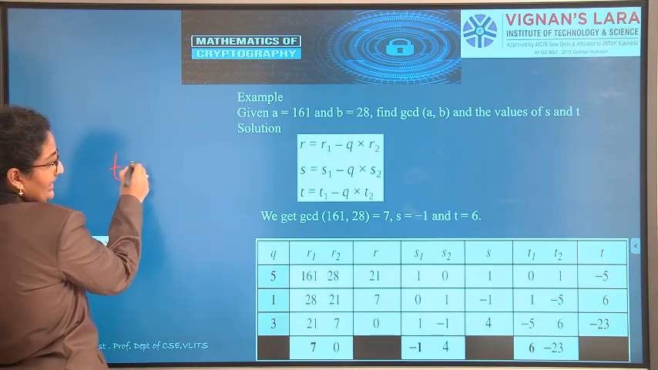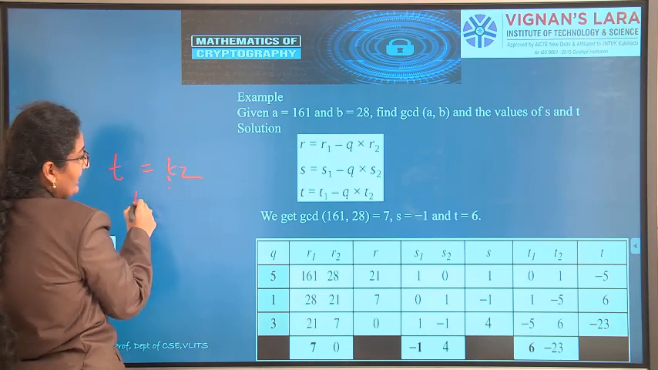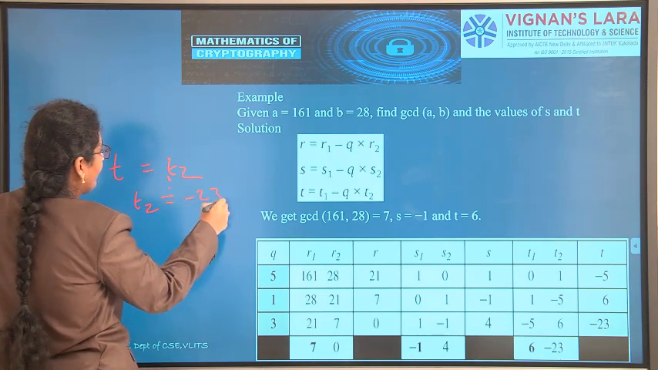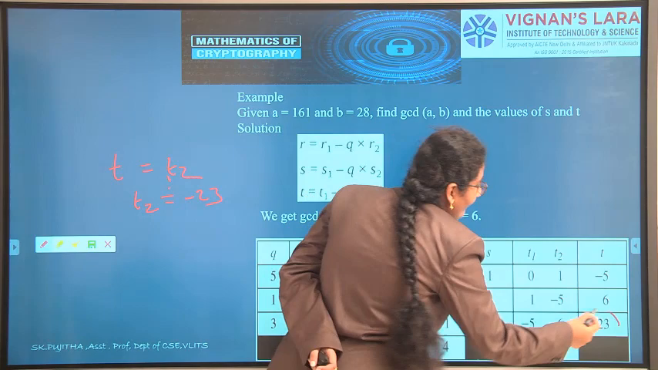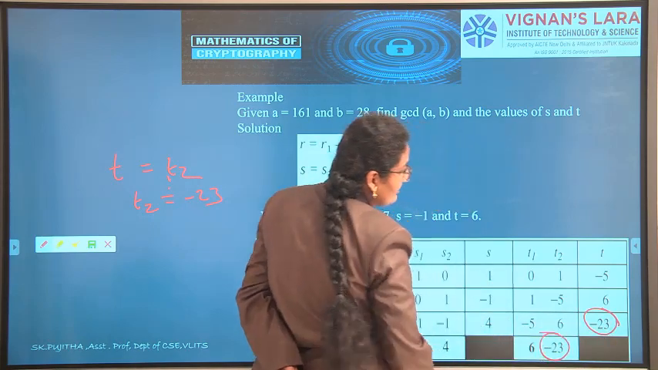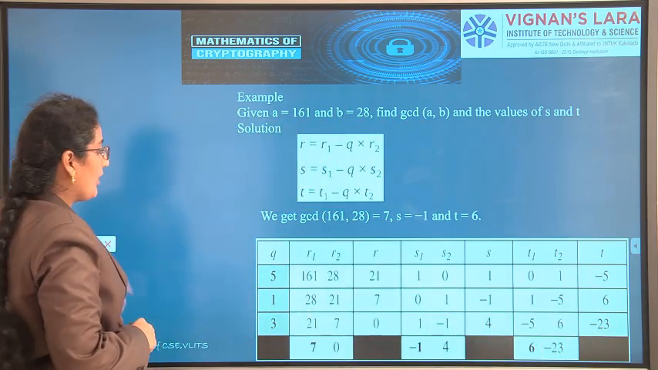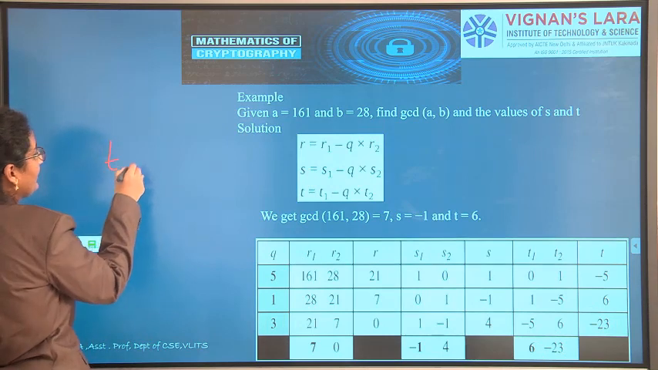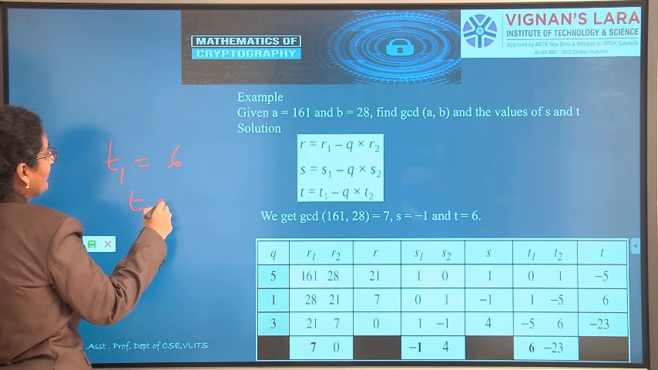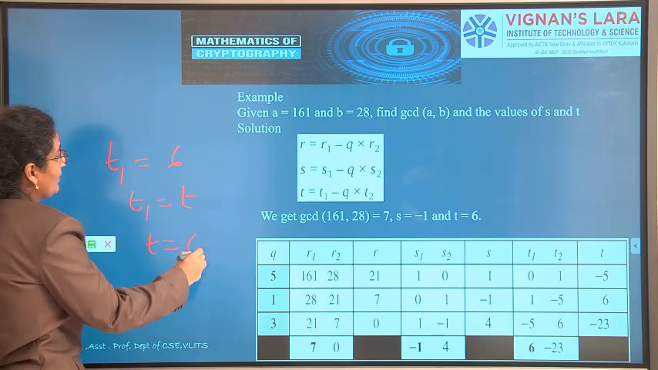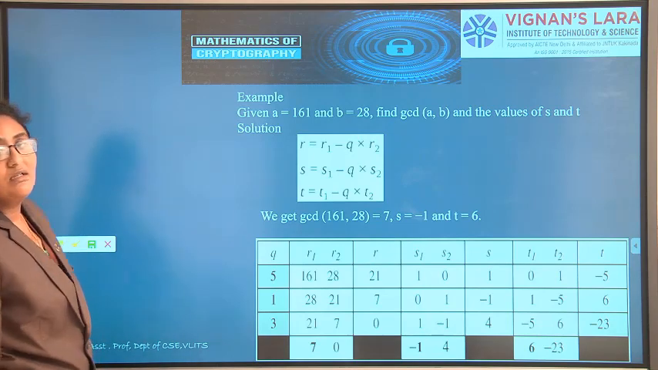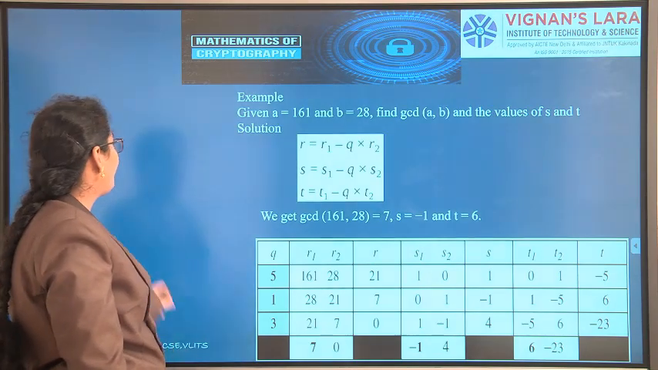In the same way, T1 equals T2. T2 equals minus 23. See here, T is minus 23, and T2 is also minus 23. So we stopped. What we have done is T1 equals 6, and T1 equals T, so T equals 6. This is the extended Euclidean algorithm.